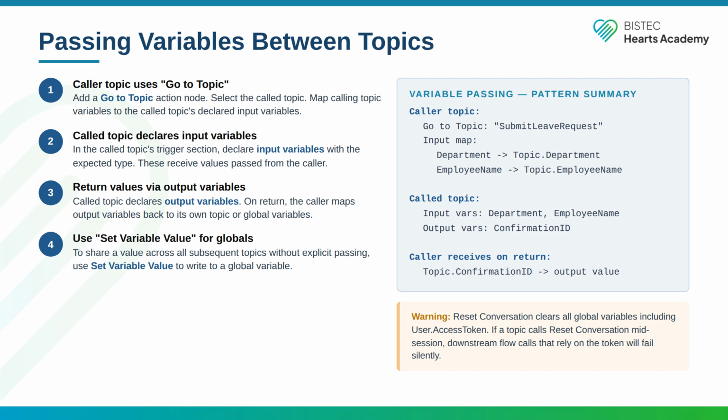The flow call will receive an empty or invalid token and either error internally or make an unauthenticated API call with unpredictable results. Before using reset conversation in any agent that integrates with authenticated APIs, trace through every downstream flow call that runs after the reset point.